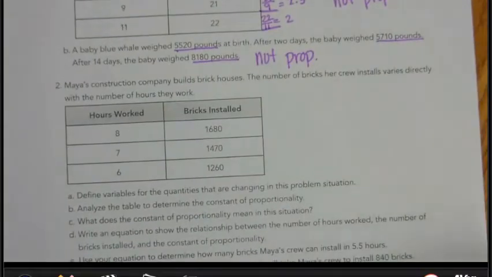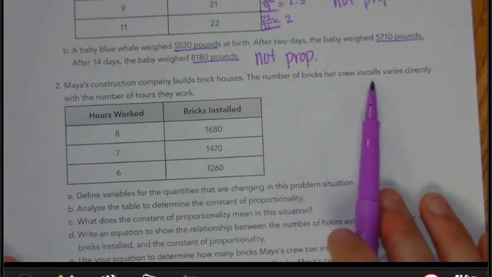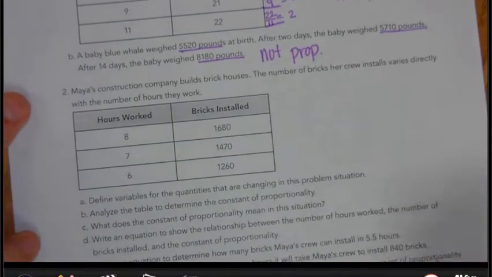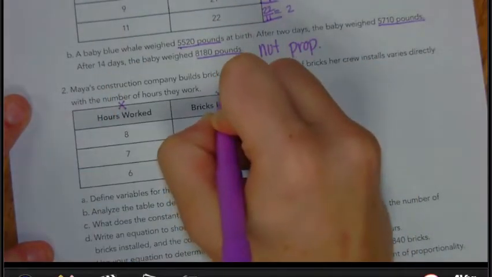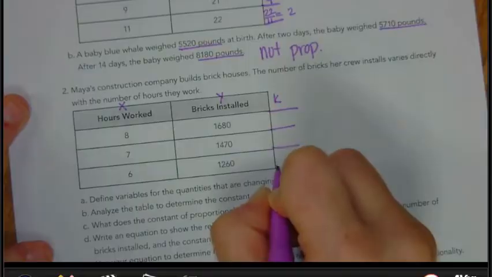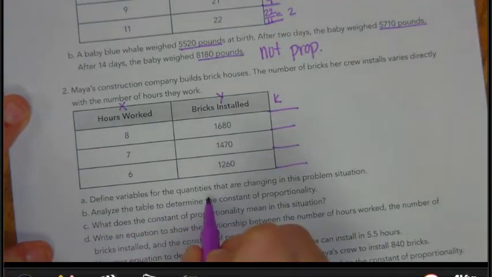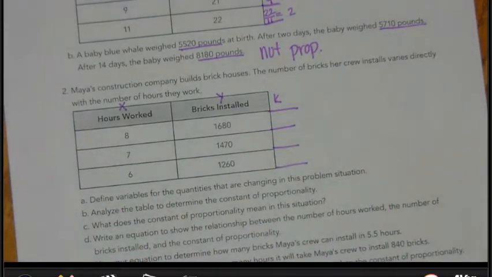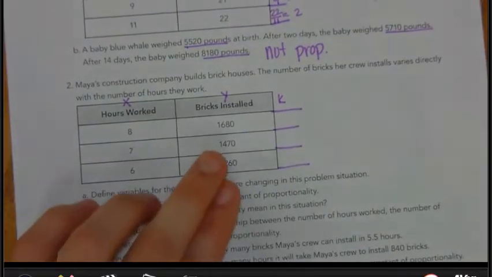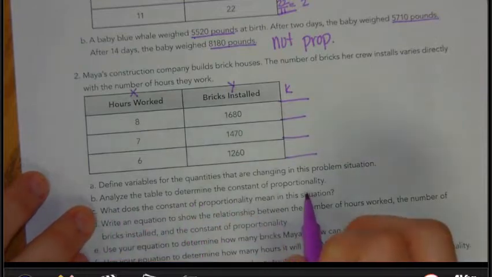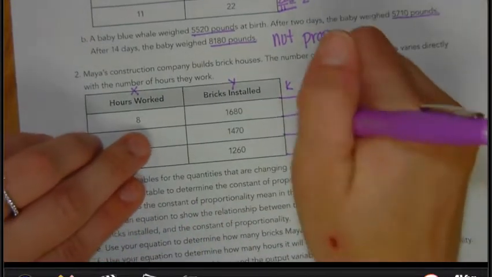Okay. All right, number 2. The number of bricks her crew installs varies directly with the number of hours they work. All right. So I'm going to say hours is X and bricks is Y. Let's find our K column here. Okay, so define variables for quantities that are changing in the problem situation. Well, my variables that are changing are hours worked versus number of bricks. So however many hours I work, that's going to be how many bricks I'm going to install. So I've just defined those. Analyze the table to determine the constant of proportionality. Well, that's what we're going to do right here.